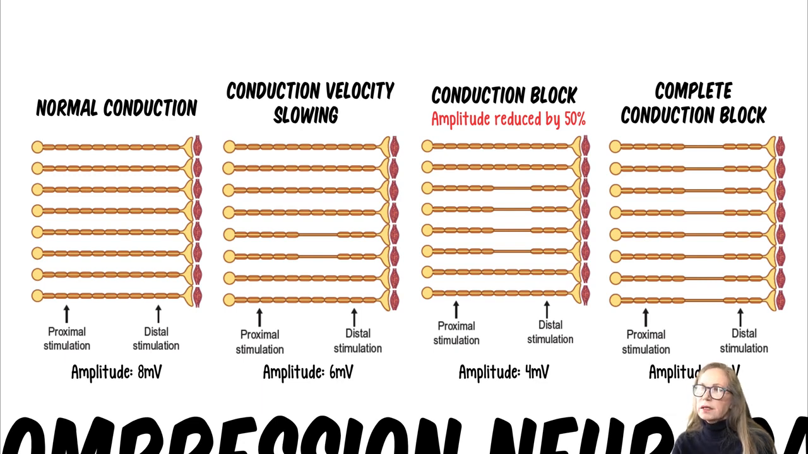But when you have a conduction block, then you've got 50% of the axons impacted by that. Your amplitude's now 4 in this cartoon idea. And by definition, when you're at 50% loss, then that is a conduction block. A complete conduction block is every single one of them is out, and when you stimulate above that block, you'll get no response. And I'm going to show you some examples of all of these.